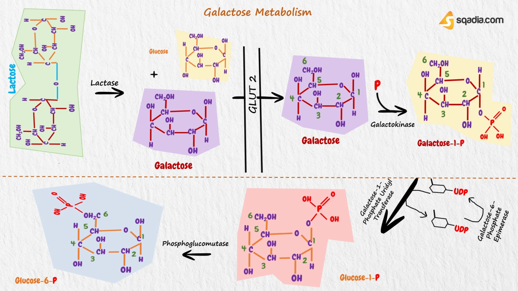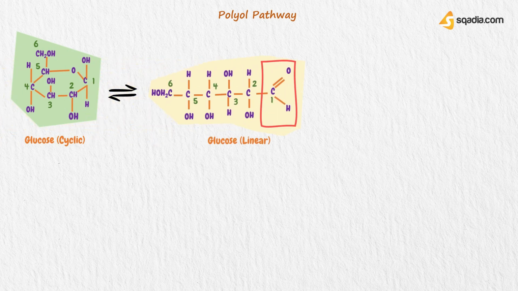Thirdly, we are going to discuss metabolism of sorbitol. It is a sugar alcohol. It can also be obtained from the diet. Sorbitol is produced endogenously from excess glucose through the polyol pathway. This is glucose in its cyclic configuration. It is converted to linear configuration in the presence of an enzyme, aldose reductase.